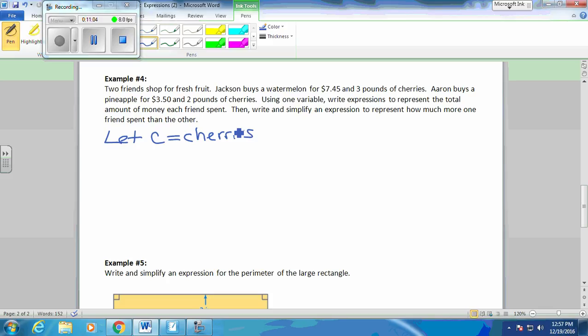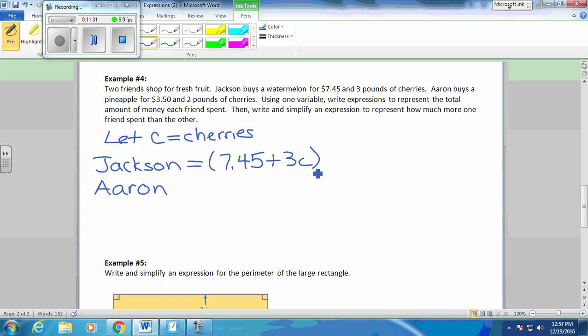So then we need to write our expressions for Jackson and Aaron. So Jackson, he bought watermelon for $7.45. So that sounds like $7.45 is the constant in this scenario. And then if he bought 3 pounds of cherries, wouldn't you do 3 times the number of pounds? So that's 3 times C, because we said C was the pounds of cherries. And Aaron paid $3.50 for his pineapple, so that's our constant. And then he bought 2 pounds of cherries, so that's plus 2C.